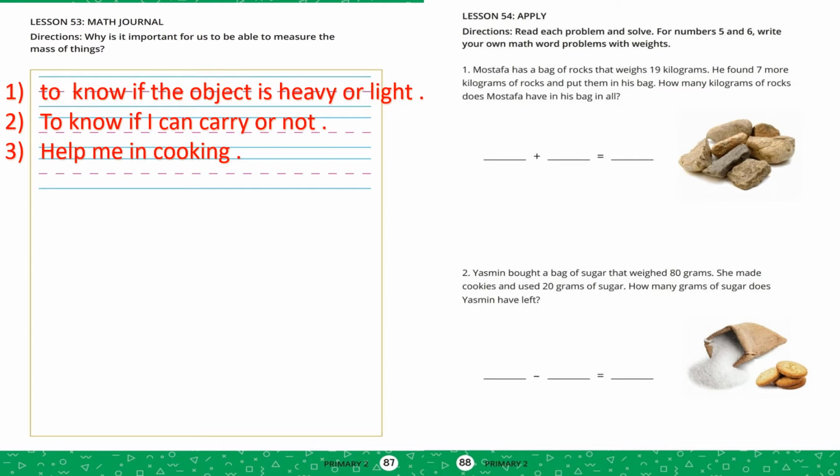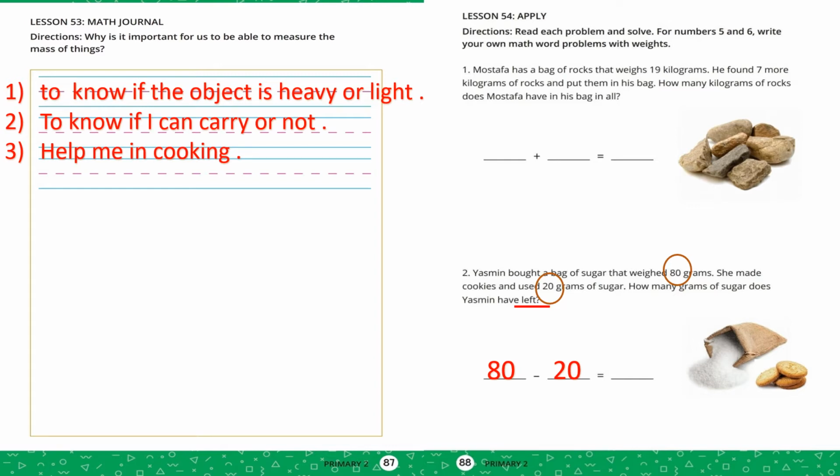The next page, lesson 54. You can solve number 1. Number 2. Yasmin bought a bag of sugar that weighed 80 grams. She made cookies and used 20 grams of sugar. How many grams of sugar does Yasmin have left? First, make a circle around the numbers, underline the keyword. The keyword here, left. It means subtraction. Then you should write the greatest number first. Then we write 80 minus 20.